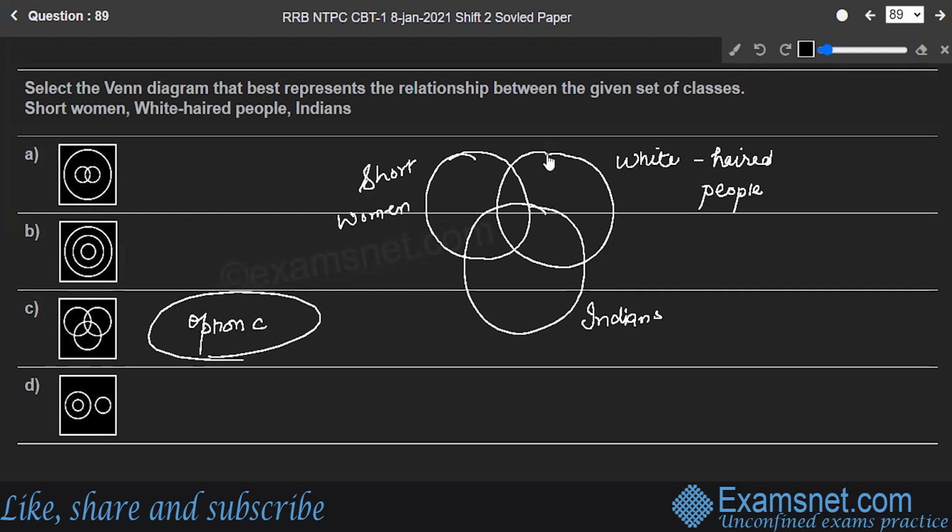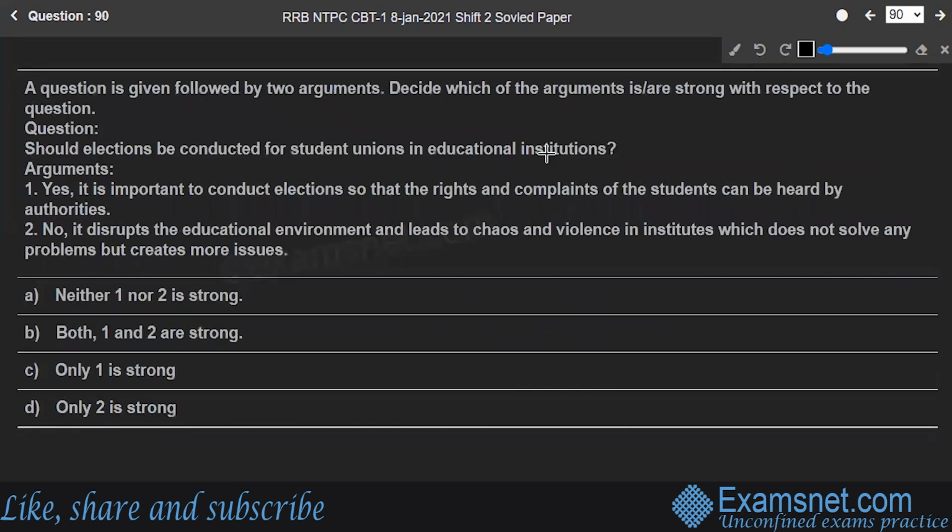Hope you understood this. Next is question number 90. A question is given followed by 2 arguments. You have to decide which of the arguments are strong with respect to the question. So the question is, should elections be conducted for students' unions in educational institutions? For that, the first argument: yes, it is important to conduct elections so that the rights and complaints of the students can be heard by the authorities. This one is strong. Yes, this argument is strong. It is important to conduct elections so that rights and complaints of the students can be heard by the authorities.